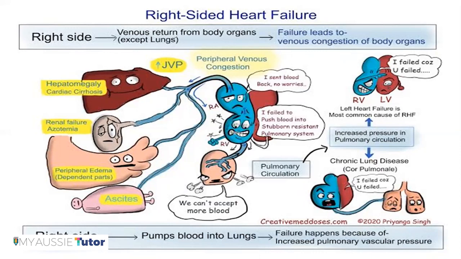the increase in the pressure in the pulmonary circulation causes chronic lung disease, or cor pulmonale, which is also right-sided heart failure. And left-sided heart failure is the most common cause of right-sided heart failure, because the left side of the heart has stopped working.